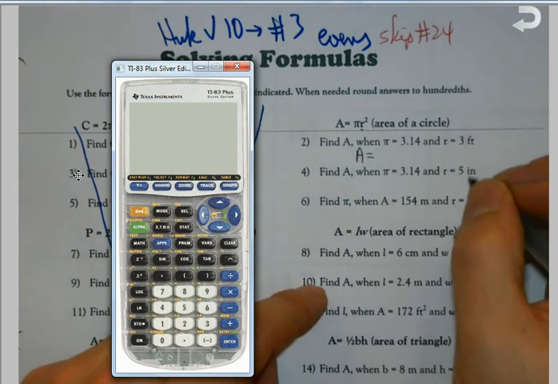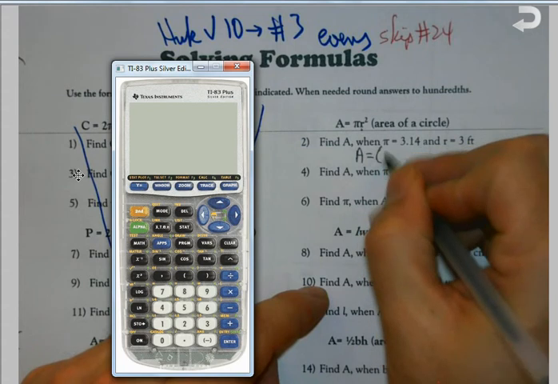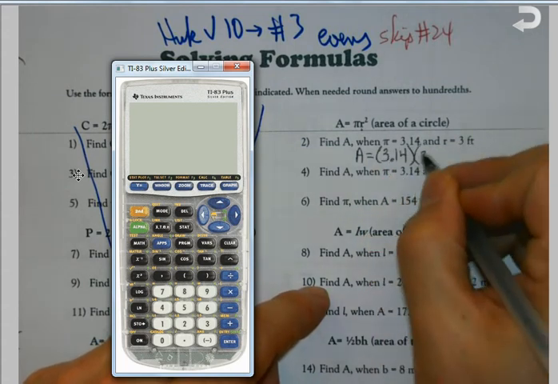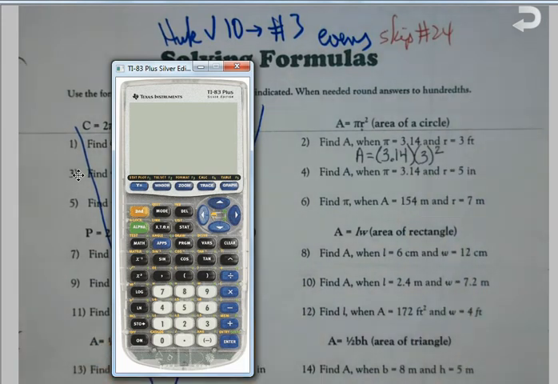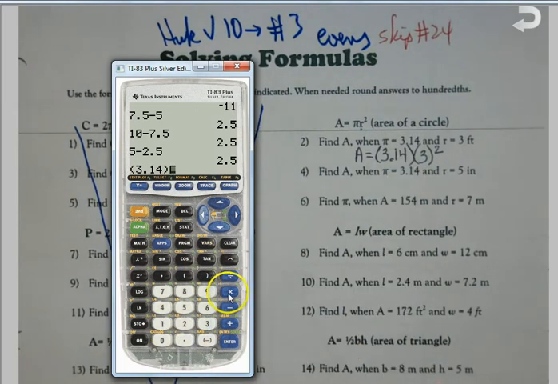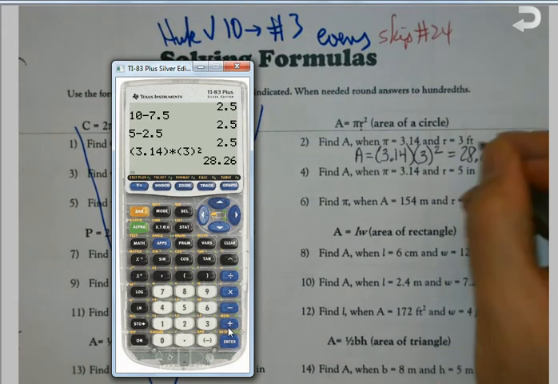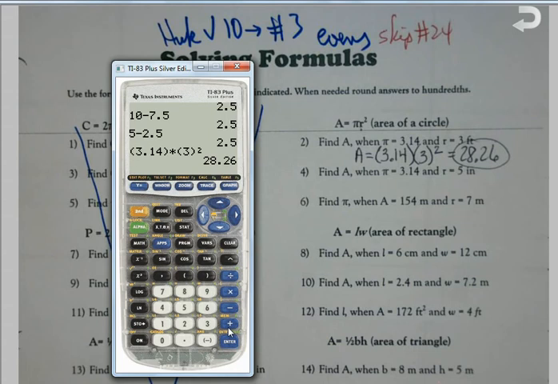So A equals, they give me pi, and they give me the R. So basically, all I have to do is type this into the calculator once I substitute the values in, because they give them to me. And whatever comes out, so this would actually be an application of what we were doing yesterday.